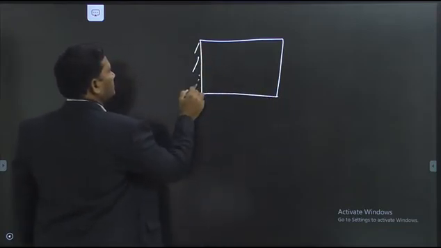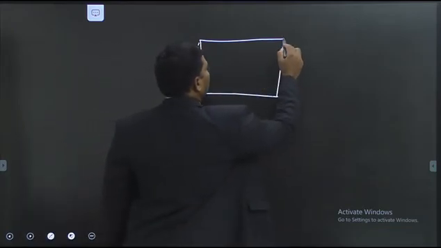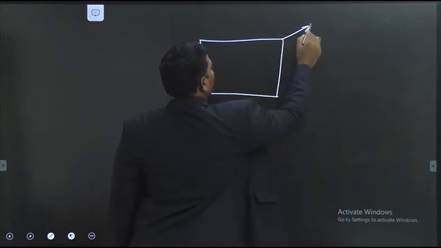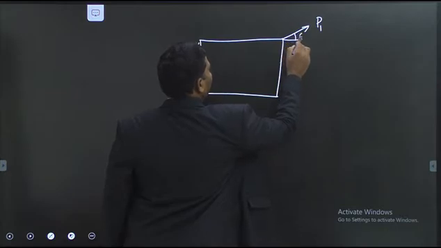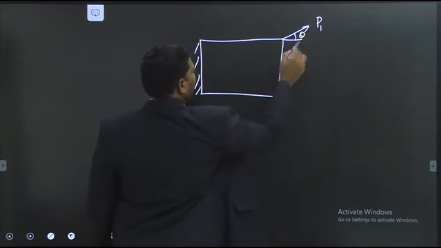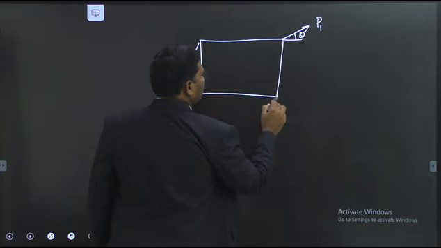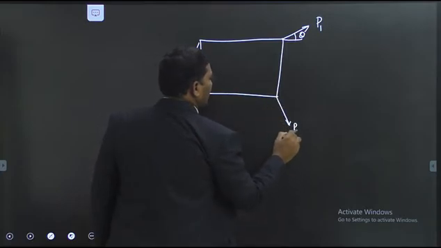One end is fixed. Now, this plate is loaded under the action of 2 forces. P1 is acting in the given direction and P2 is also acting in the given direction.